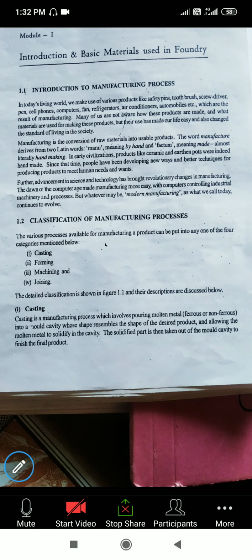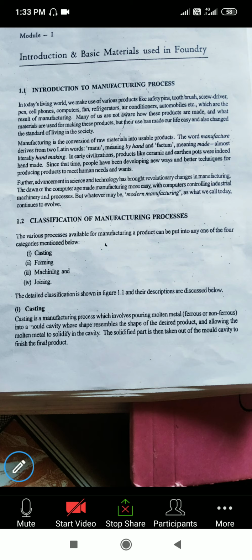discuss in brief. In module number one, we will discuss each and every concept again. Module number one was already discussed in class before the lockdown. But since we have completed all our syllabus, we are going once again from the first to the last. So let us start. The first module contains the introduction and the basic materials used in the foundry.